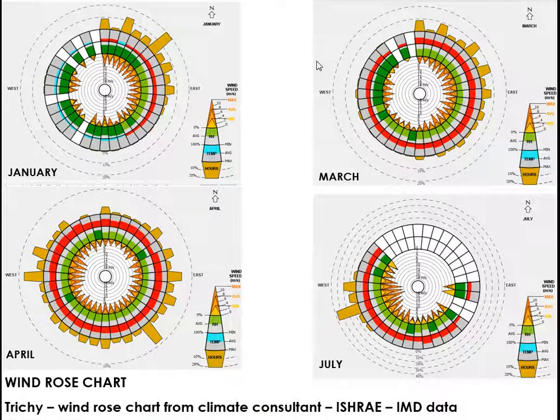Generally, to understand the wind direction of each and every location, we have a chart called the windrose chart. The windrose chart is a very important chart, available in the Indian Meteorological Department data. This chart is given in your Climate Consultant software. You can understand what a windrose chart is: it's like a wind wheel. This is the direction of the wind. This orange color is the direction of the wind.